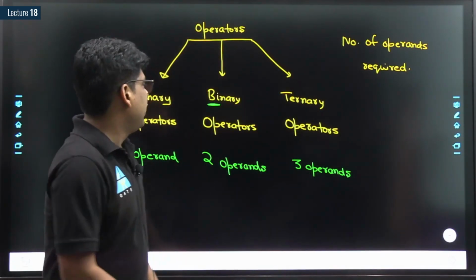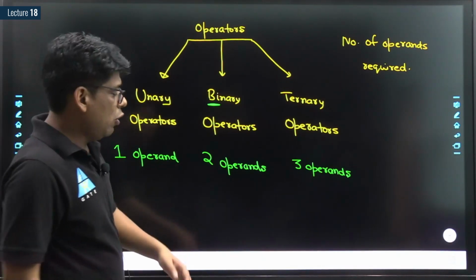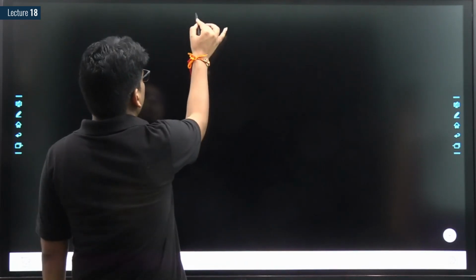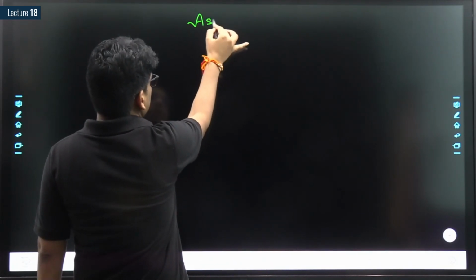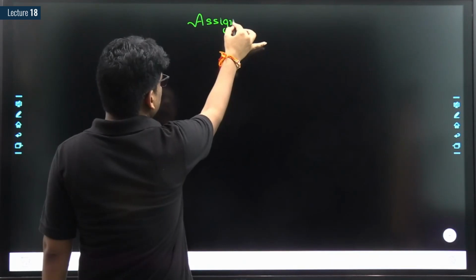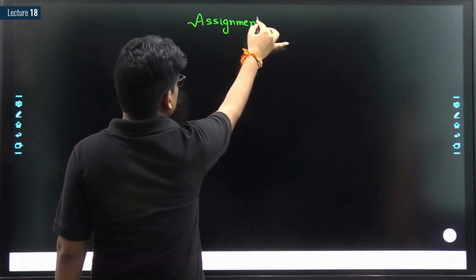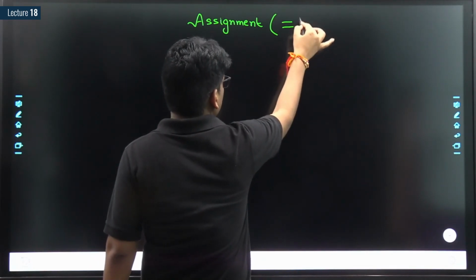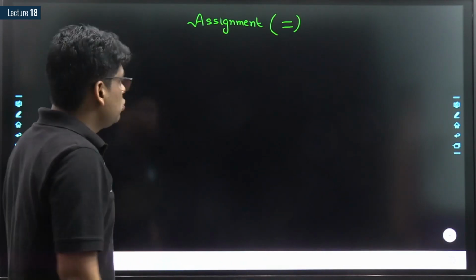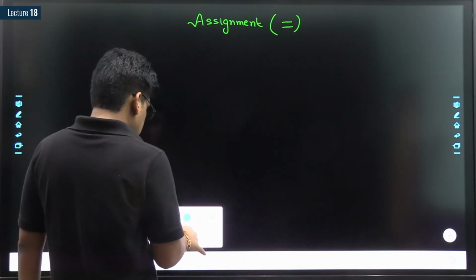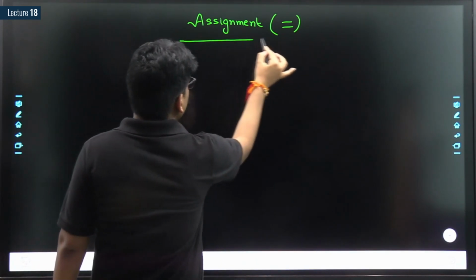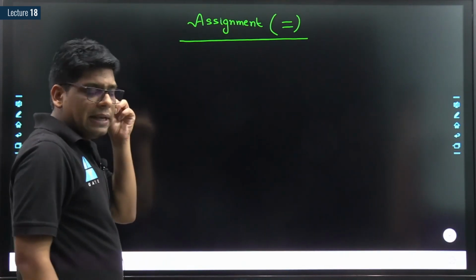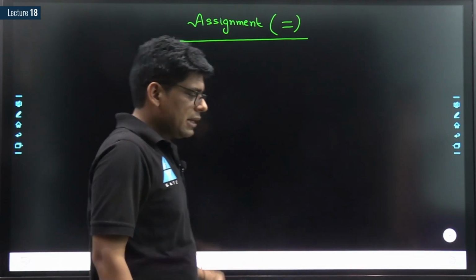So let's move ahead and see different operators used in C programming language. The very first operator is the assignment operator. What is the symbol we use? The symbol is the equal to sign. Let's work upon the assignment operator. What is an assignment operator?